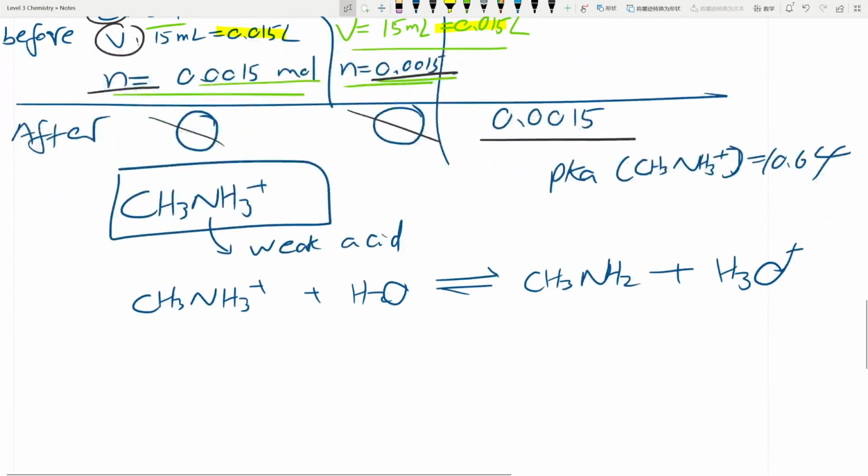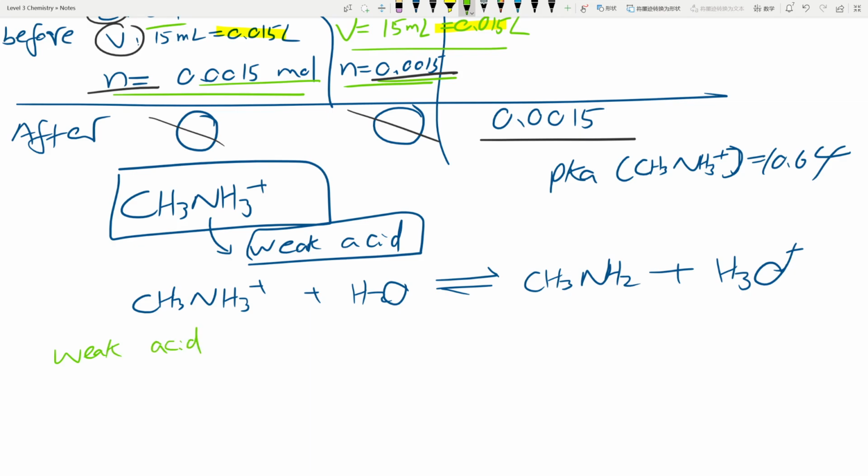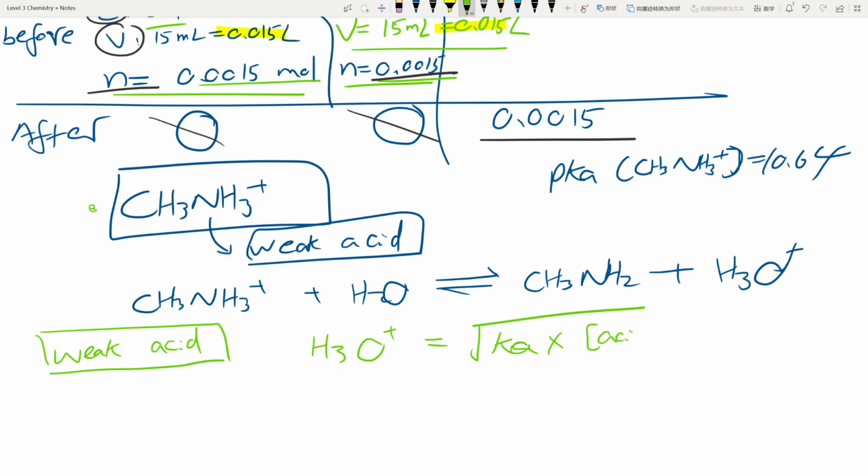So what is the pH going to be? We have a weak acid, so we just need to do a weak acid calculation. Because the strong acid and the original solutions are gone, we just need to calculate the pH of the newly produced CH3NH3+, which is a weak acid. So how do we figure out the pH? H3O+ equals the square root of Ka, and again, this equation is not given to you, I'm pretty sure, multiplied by the concentration of the acid. So we need something here.